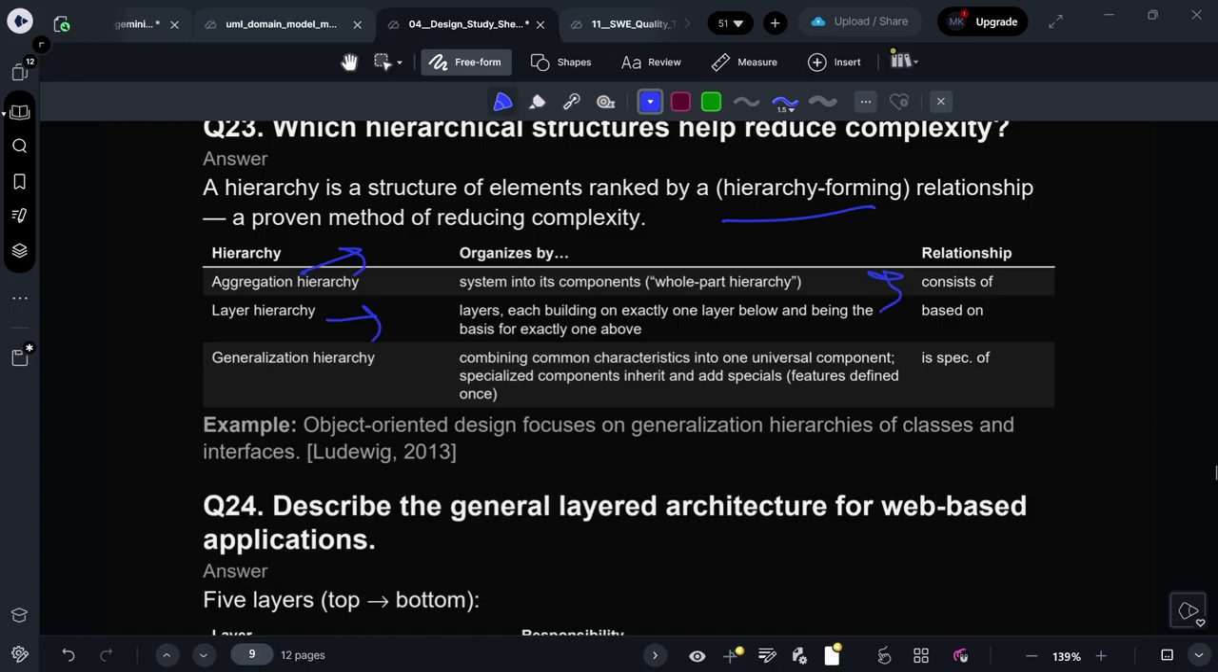Then we have a layered hierarchy. Each layer is one layer below and being the basis for exactly one above, and the relationship is based on. Then we have generalization hierarchy, combining common characteristics into one universal component. Specialized components inherit and add special features. It is defined only once, and the relationship is specification of.